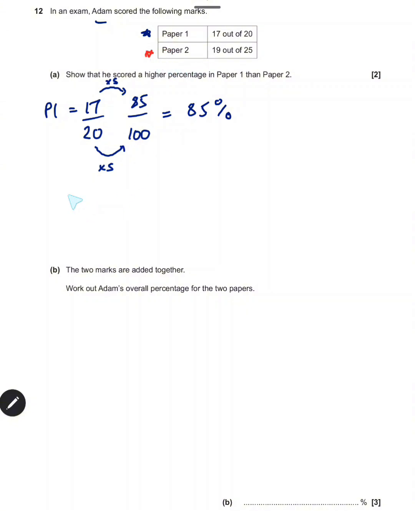Paper 2, you got 19 out of 25. And again, if we're going to look at percentages, ideally we want this out of 100. So how do we get from 25 to 100? We times 4. And we just need to do the same on top. So I've got to do 19 times 4. 4 times 10 is 40. 4 times 9 is 36. 40 add 36 is 76. And that would be 76%. And that is enough to show that he's got a higher percentage on paper 1 than on paper 2.